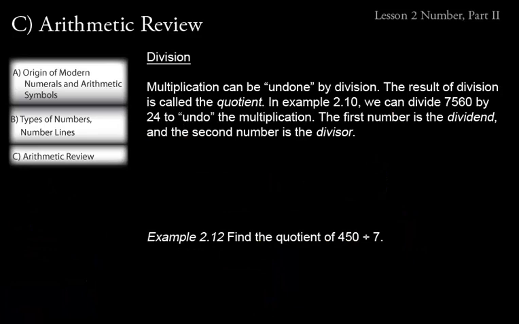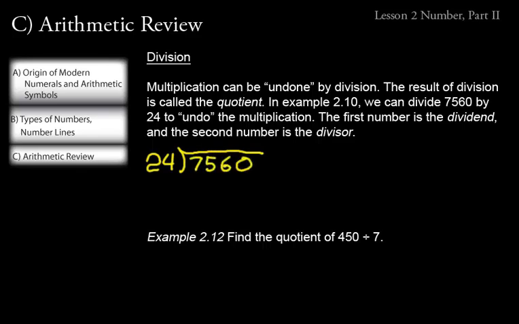Okay, last let's do division, and this is usually the most challenging operation for students, and that's why we're saving it for last. Multiplication can be undone by division, just like addition can be undone by subtraction. The result of division is called the quotient. Looking at example 2.10, we can divide the product, the result of the multiplication, 7560, by 24 to undo the multiplication. So we'll take the divisor and do the long division format here and put the dividend on the inside of that division symbol.